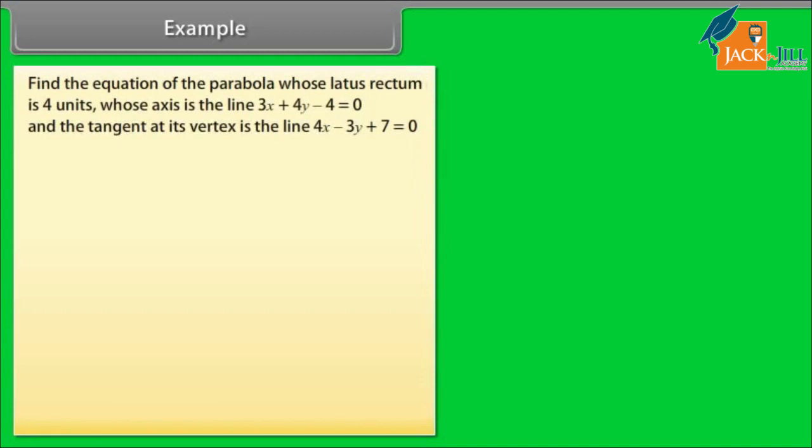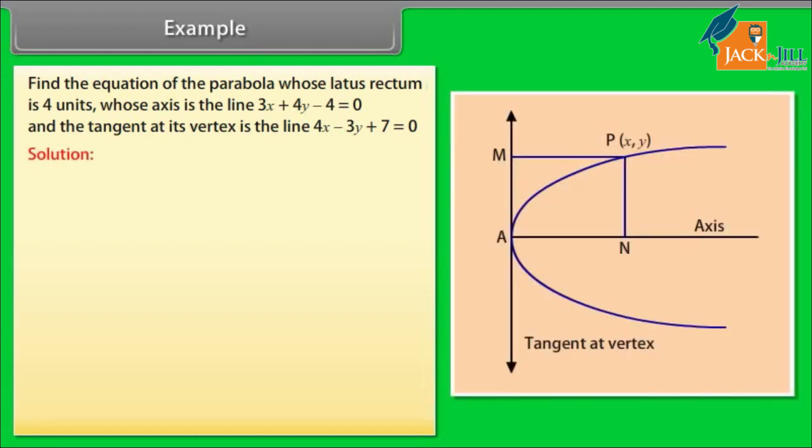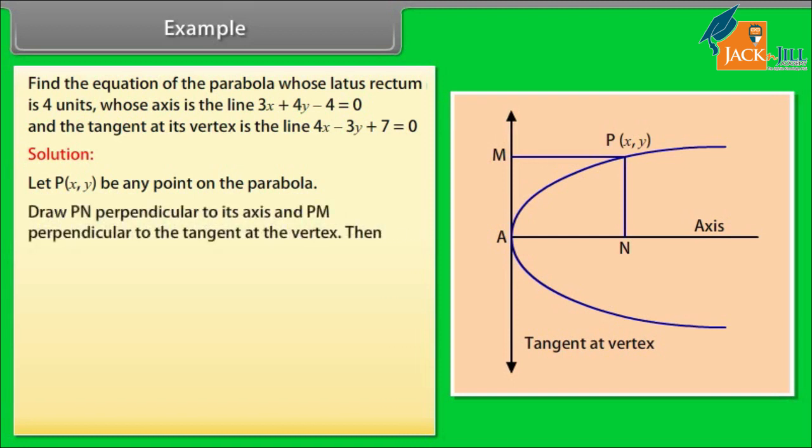Example: find the equation of the parabola whose latus rectum is 4 units, whose axis is the line 3x + 4y - 4 = 0, and the tangent at its vertex is the line 4x - 3y + 7 = 0. Solution: let P(x, y) be any point on the parabola. Draw PN perpendicular to its axis and PM perpendicular to the tangent at the vertex. Then PN squared is equal to latus rectum times PM.